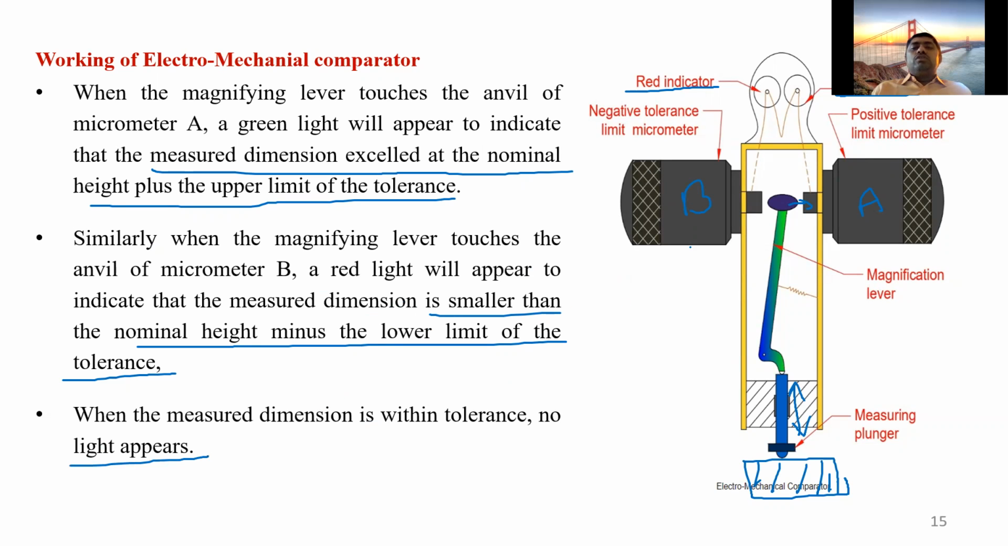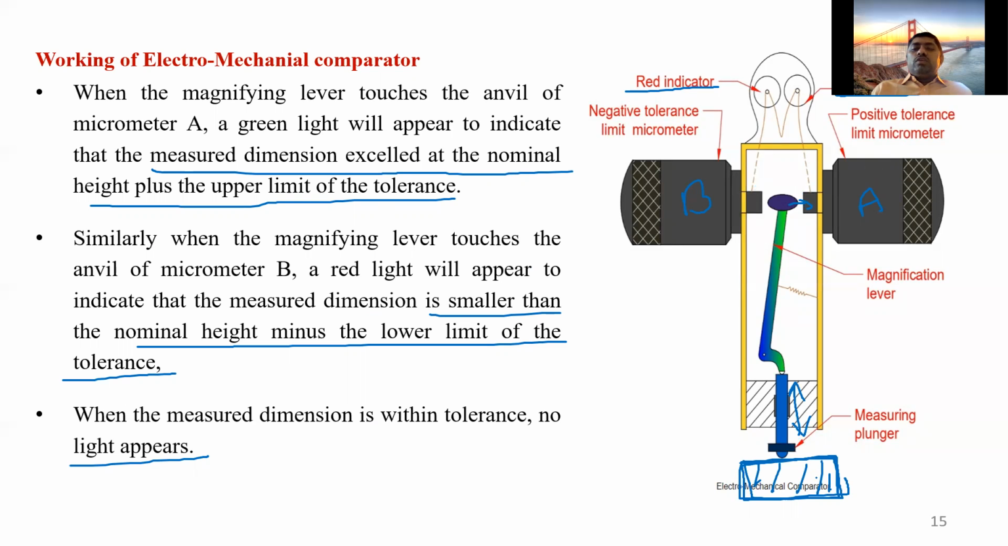So in this way, we can use the electromechanical comparator for comparing the dimensions of the component. Let us quickly recall. We will place the workpiece underneath the plunger. Before that, we place the working standard and we will set micrometer A and micrometer B for the upper limit of the size of the component and the lower limit of the size of the component.